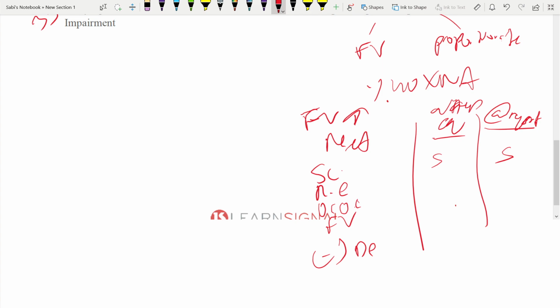Retained earnings will change. Definitely this will be lower and this will be higher, because post acquisition is also included at the date of acquisition. That's why in your retained earnings, this will go up. Sorry, in your statement of financial position. So that difference only you have to find out.